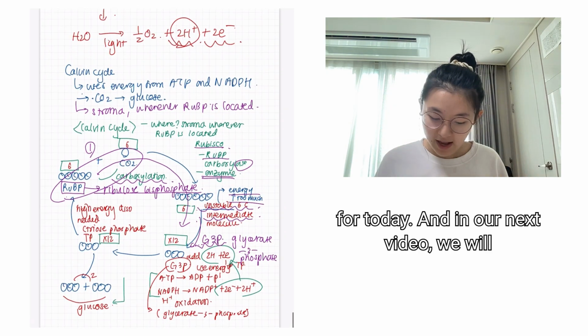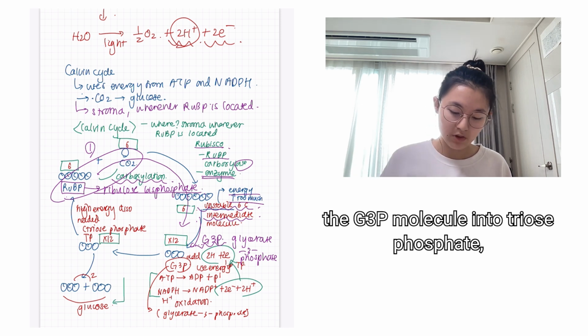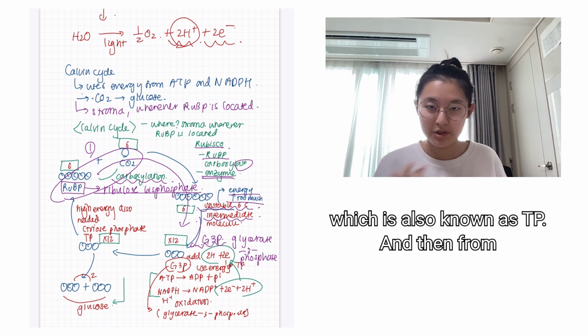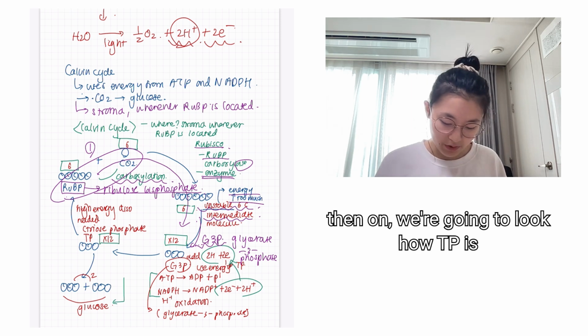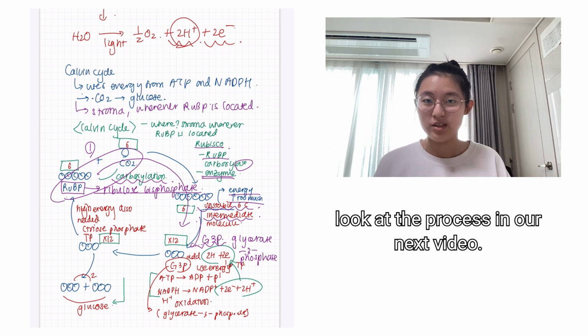Alright, that's it for today, and in our next video, we will be looking at the process of converting the G3P molecule into triose phosphate, which is also known as TP, and then from there, we're going to look at how TP is either used to regenerate RuBP or just leaves the cycle. We're going to look at the process in our next video.